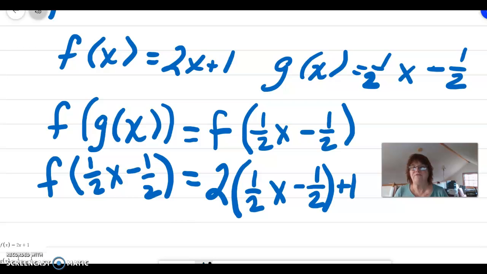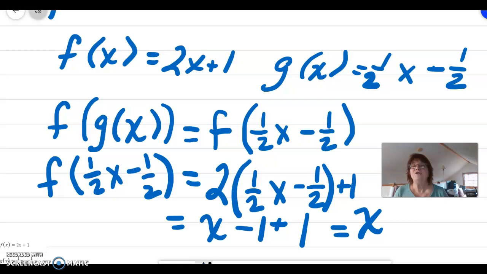So now, just to finish this, I'm going to distribute the 2. 2 times 1/2 is 1. 1 times x is x. And then 2 times minus 1/2 is minus 1. And then plus 1, bring down the plus 1, right? Once you distribute, the parentheses go away. So x minus 1 plus 1 is equal to x. So f of g of x is equal to x.